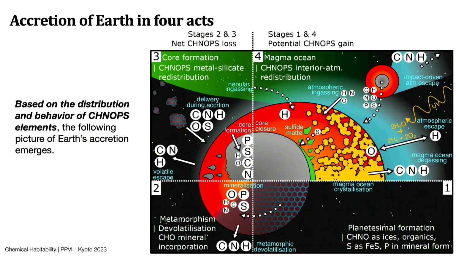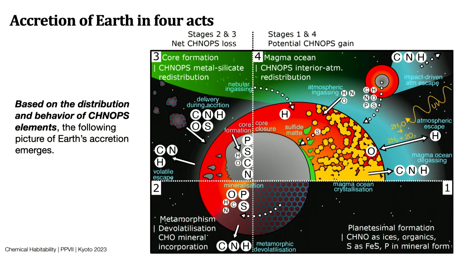Overall, based on the distribution and behavior of Schnaps in the Earth, we paint this picture of Earth's formation in 4 acts and use Schnaps to track the planetesimal assembly stage, planetesimal heating by short-lived radionuclide decay, which we heard about from Steve, and that drives metamorphic volatile processing and loss, the eventual planetesimal melting and growth, and then magma ocean crystallization in the last stage.